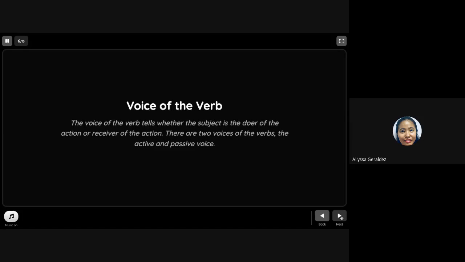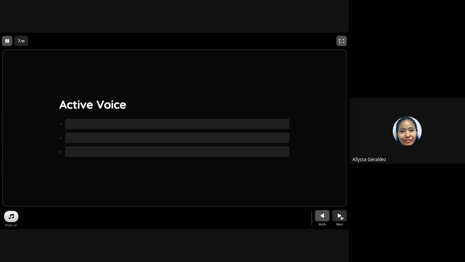The voice of the verb tells whether the subject is the doer of the action or receiver of the action. There are two voices of the verbs, the active and the passive voice. When we talk about active voice, the subject is the doer of the action. Example, the father gives the money to the boy. Father is the subject and it's the doer or does the action.